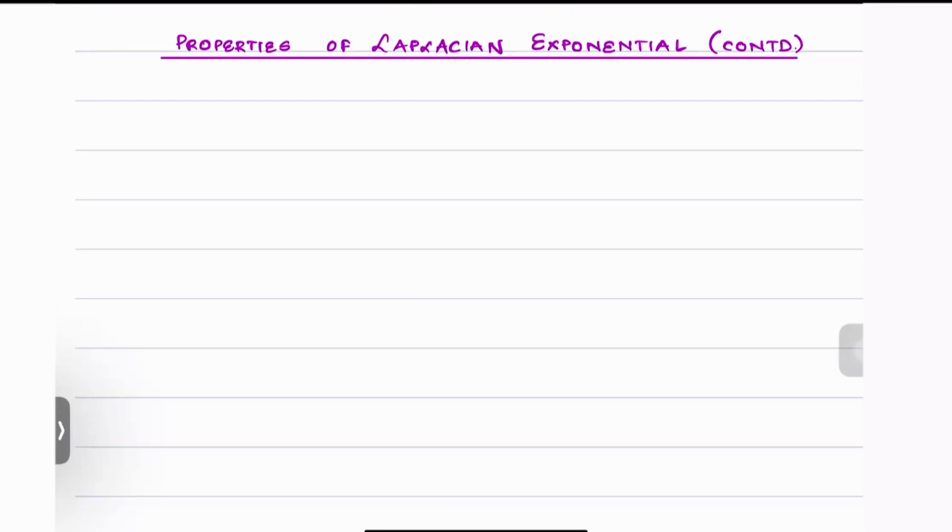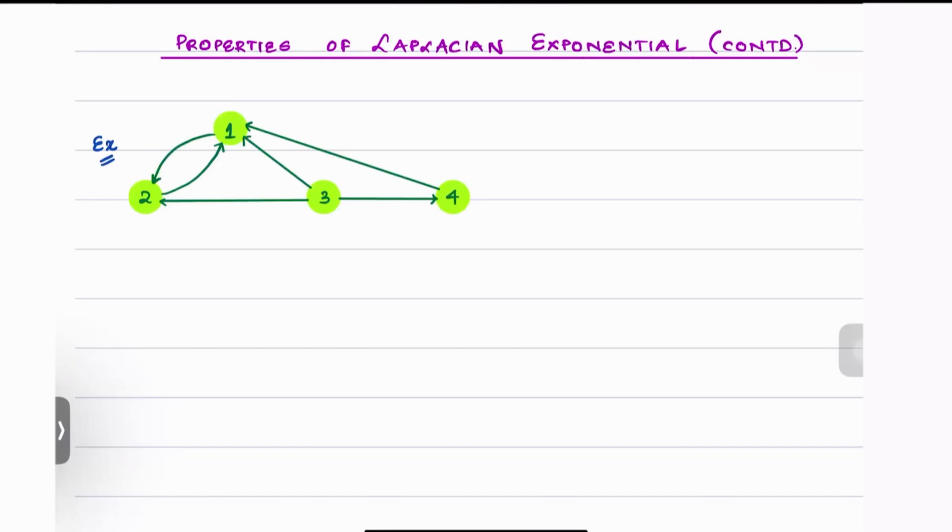Before we actually continue our discussion on the Laplacian exponential, we'll first introduce yet another matrix, which is derived out of the Laplacian matrix and has some nice properties. We will be using this new matrix to arrive at more interesting properties associated with the Laplacian exponential. So let's get started. We'll in fact start with an example.